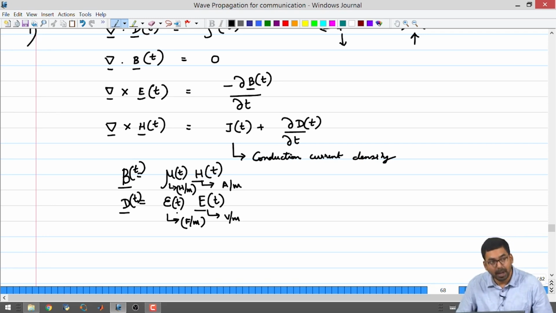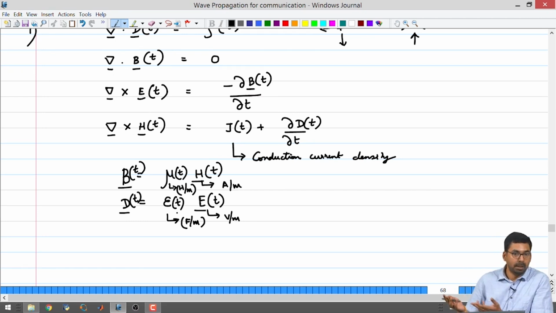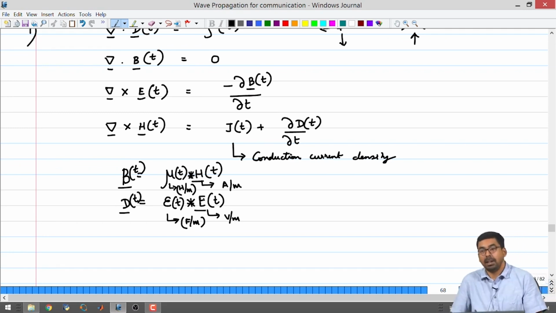B is equal to mu h usually is written in the frequency domain, and D is equal to epsilon E is written also in the frequency domain. And when you go from multiplication in one domain and you take a Fourier transform, you have to represent this as a convolution. So, the correct way to write this is actually a convolution.